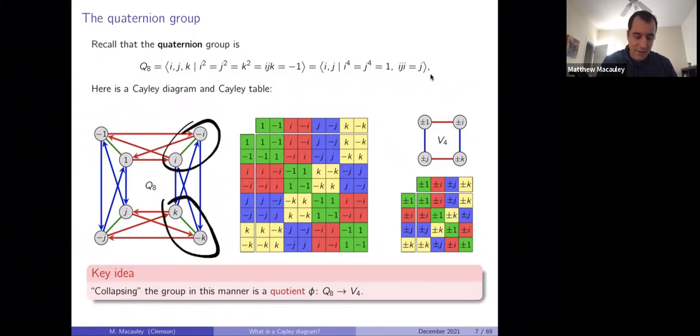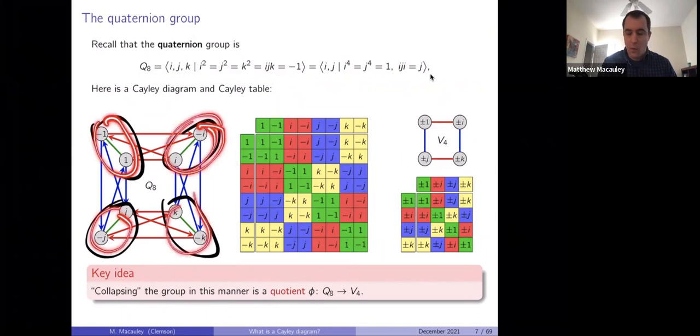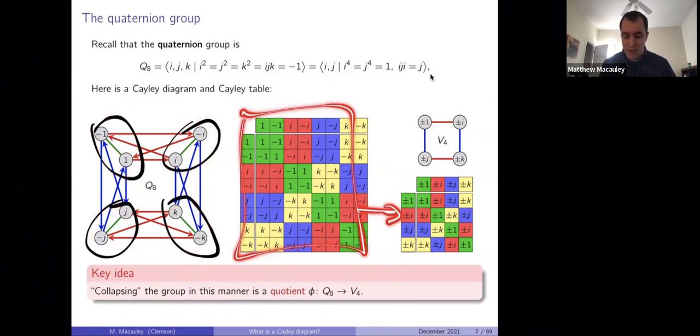If you collapse this Cayley diagram, you say, let's collapse these things into a single node. What you get is this diagram here. And this is the Cayley diagram of the Klein four-group, the symmetries of a rectangle. And you can see this shrinkage in this table shrinking down to here, and this is called a quotient.